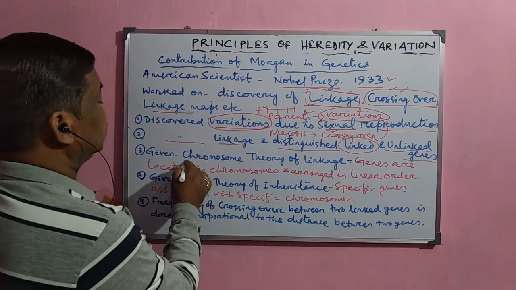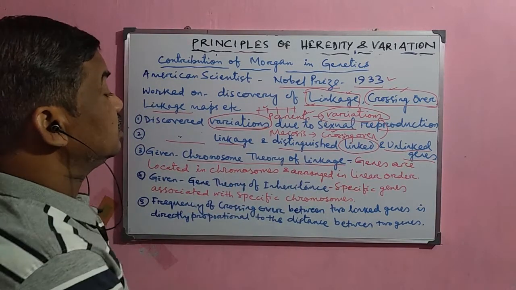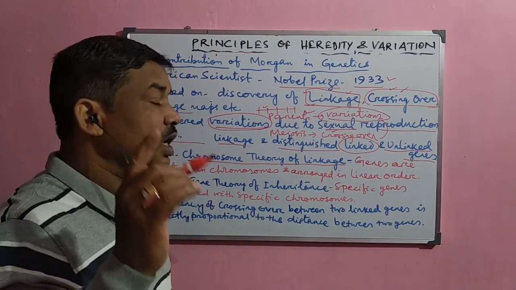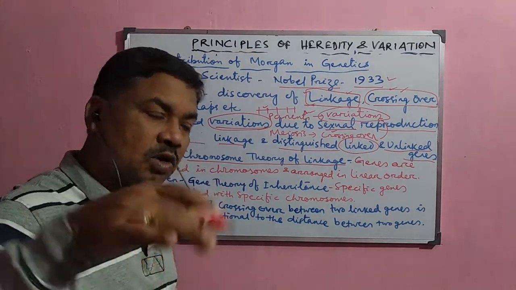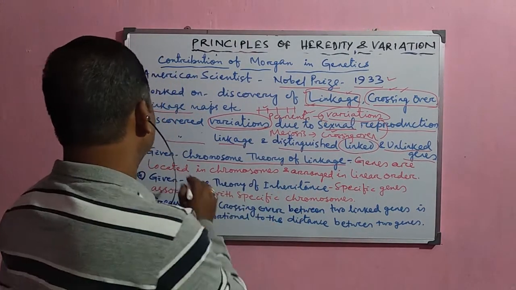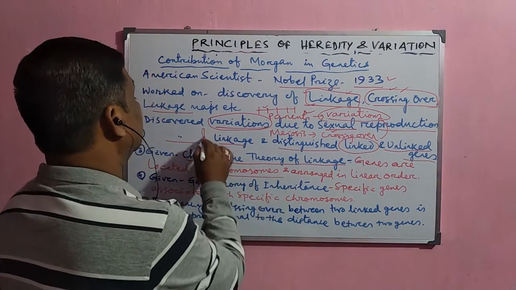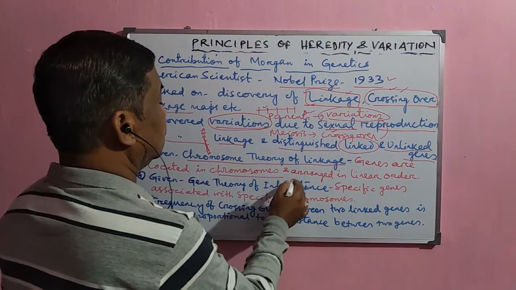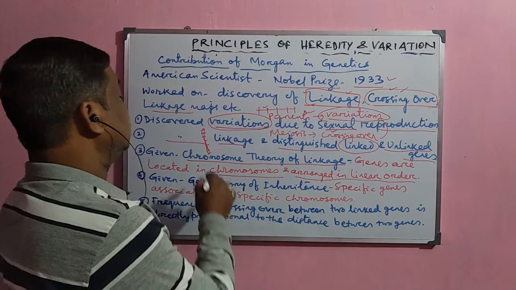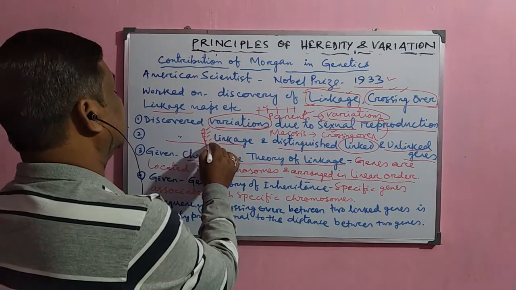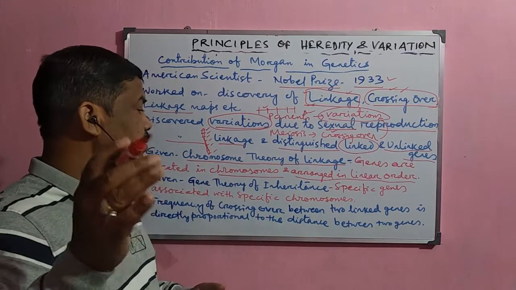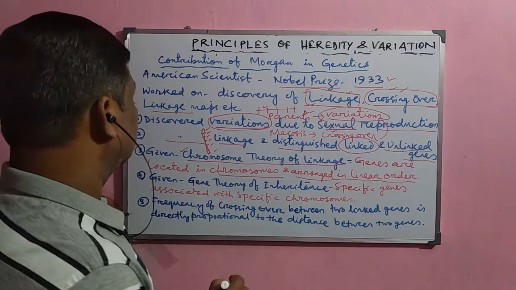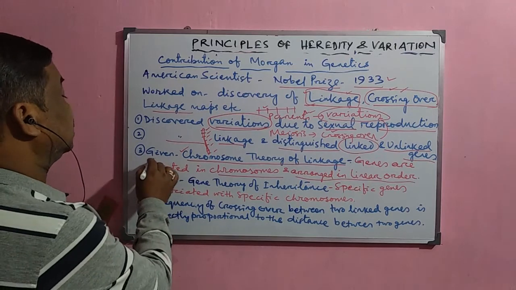Now, he also gave the chromosome theory of linkage. What is this chromosome theory of linkage? All the genes which are responsible for the expression of characters in the offspring are located in the chromosome. Suppose this is one chromosome, and in this chromosome the genes are arranged in a linear order. Each gene is responsible for the expression of one character in the offspring. So this was called the chromosome theory of linkage, and this phenomenon was for the first time explained by T.H. Morgan.